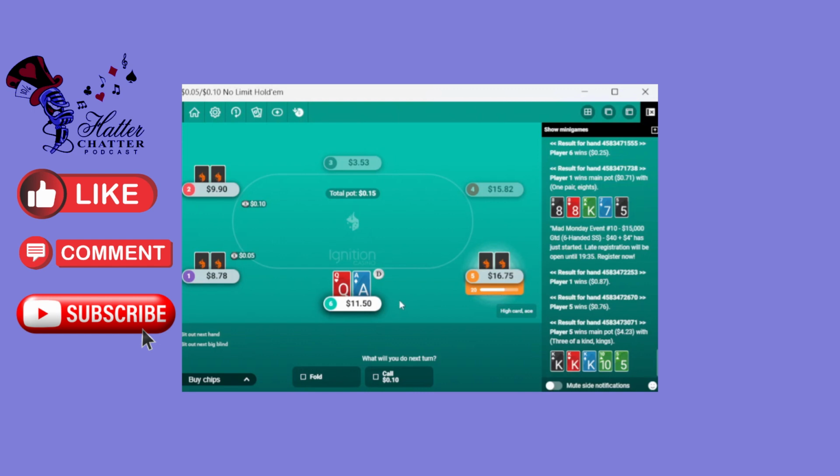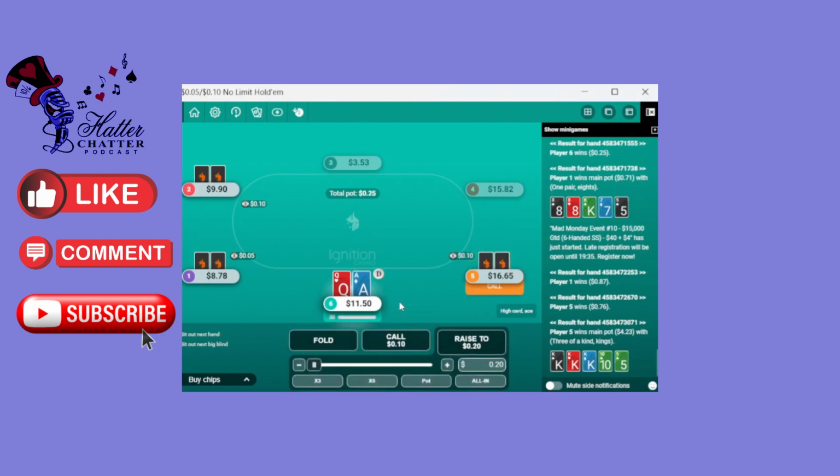And I go to 40 cent. And the reason I raise that amount is usually my standard raise is 3x, and then I add 1x per limper. So that's how we eventually get to this 40 cent raise you're about to see.